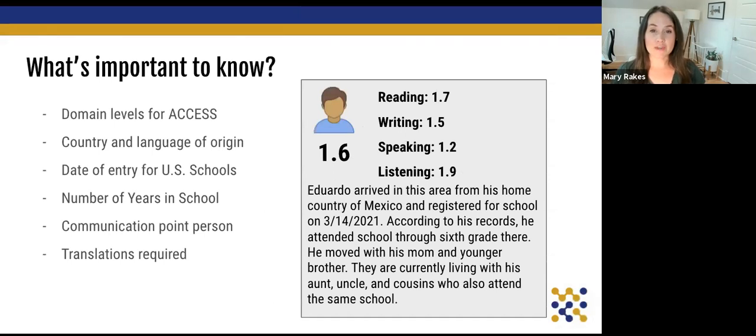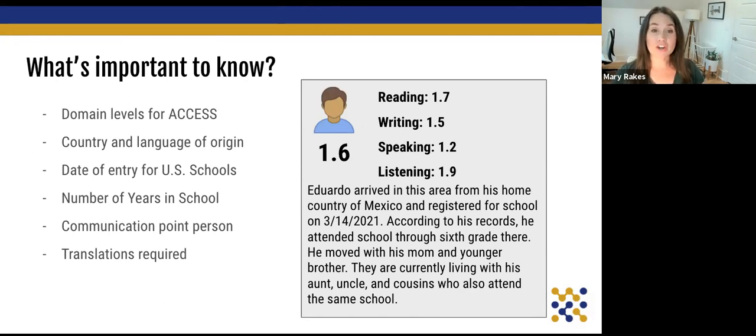The first question we want to think about is what's important to know. When a student comes into your class, they're going to have a ton of data-related information that comes to you, hopefully. You'll get a cumulative file on them, and it's going to give you a lot of different information. So how do we dig through that and figure out what's important?